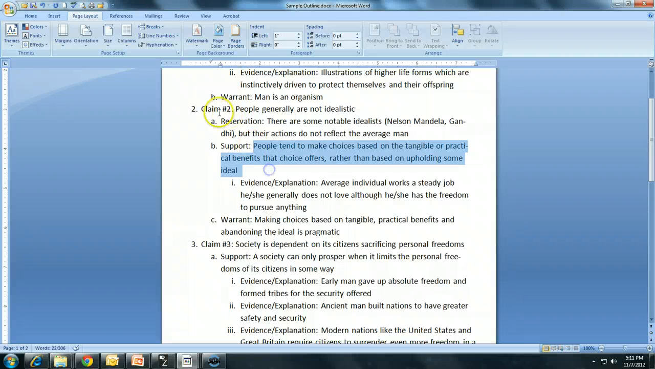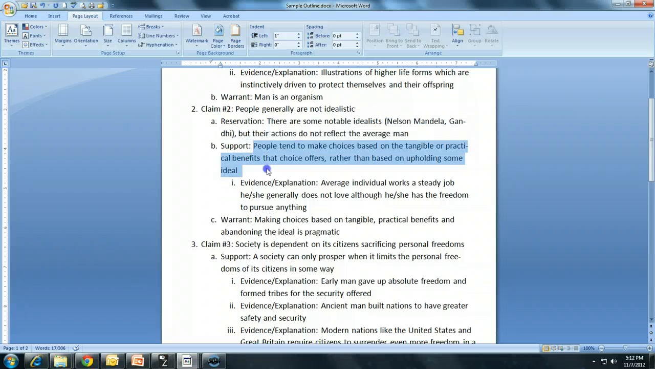See how I need to support this one. First of all, in my second claim, I actually have a reservation. Once I make this claim that people are generally not idealistic, I am going to immediately qualify my argument by pointing out that yes, throughout history there have been some notable idealists, guys like Nelson Mandela, Gandhi, etc. But the actions of Mandela, Gandhi, and all them, they do not reflect the average man, which is what H.L. Mencken's quote was about. So I want to get that out of the way right away so that my readers understand that I'm not an idiot. I'm not just ignoring these people. I'm saying that yes, I know that Nelson Mandela and Gandhi exist, but the average man is not Nelson Mandela or Gandhi. So let's go on.